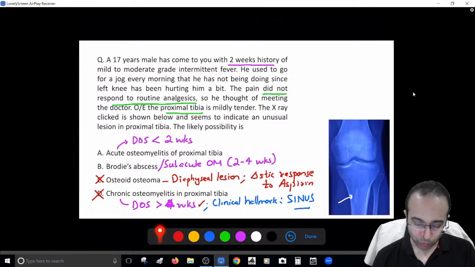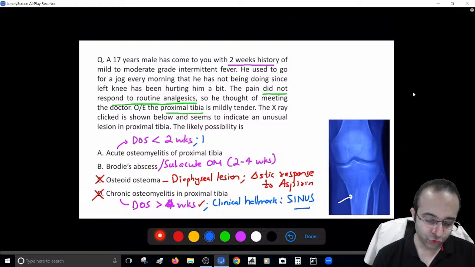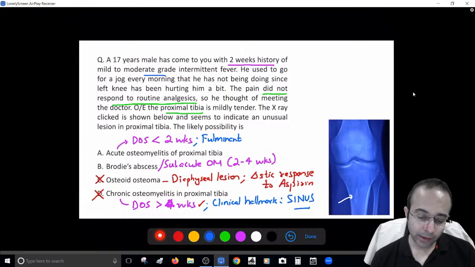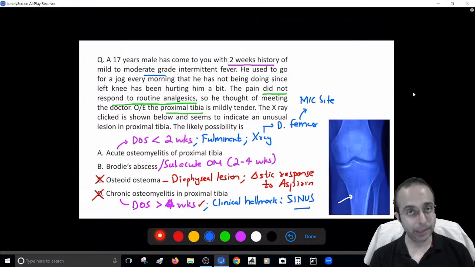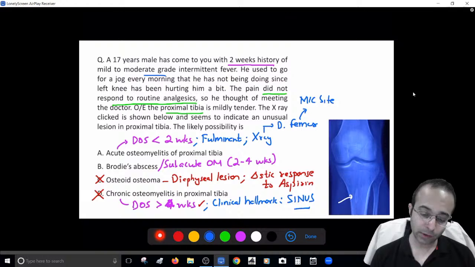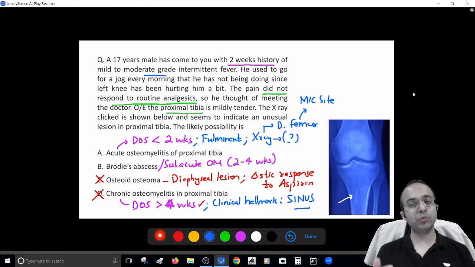Now acute osteomyelitis would generally be a fulminant condition, high grade fever, not moderate grade fever. And then acute osteomyelitis would have X-ray signs that will be a little different. Distal femur being involved is the larger possibility, because that is the commonest site for acute osteomyelitis, not tibia. But on a bad day tibia can be involved. But then the X-ray findings are also different.